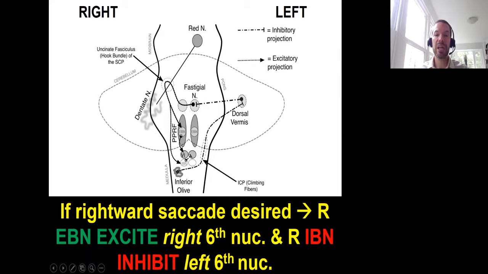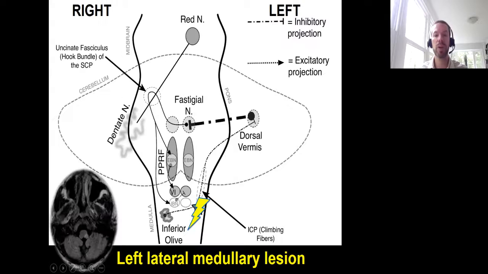So if you desire a rightward saccade, what happens? The right EBN is going to excite the right 6 nucleus, which is going to move both of the eyes to the right side. And this excitation via the vestibular nucleus is simultaneously going to excite the inhibitory burst neuron, the IBN, which is going to inhibit the left 6 nucleus, that is preventing the eyes from moving to the left. So in 2 ways, directly and indirectly, you're able to move the eyes to the right side.